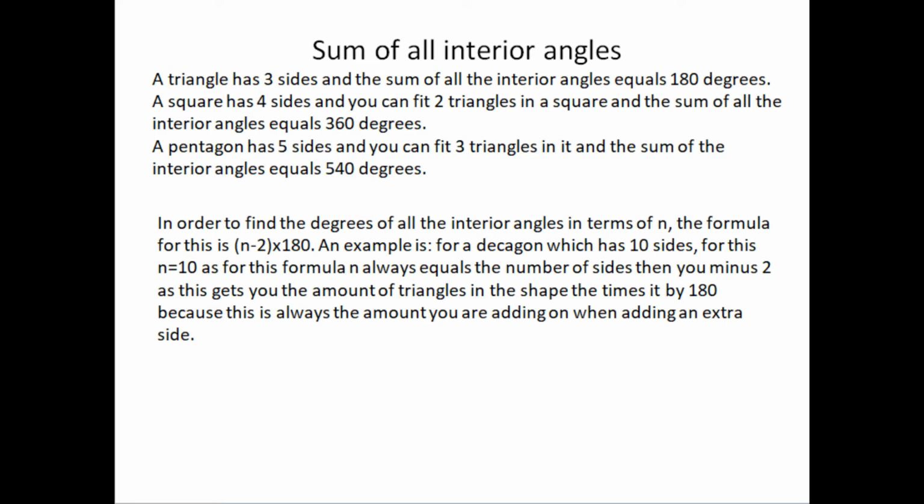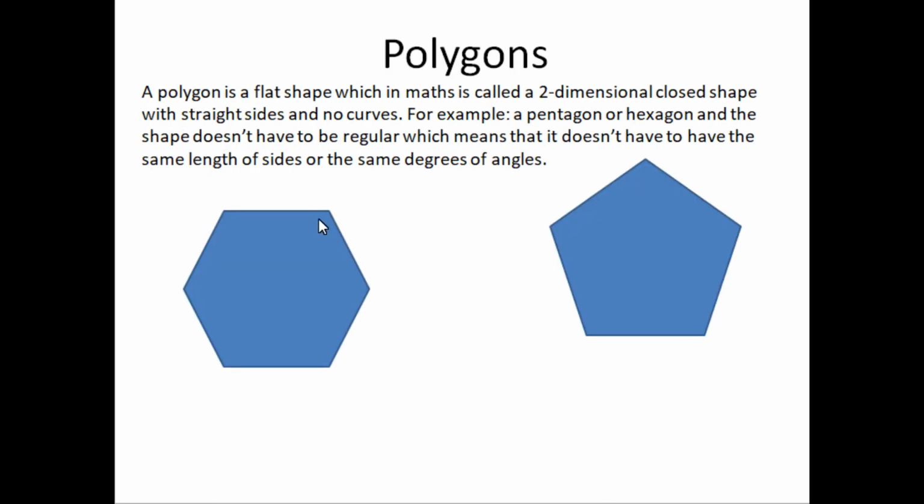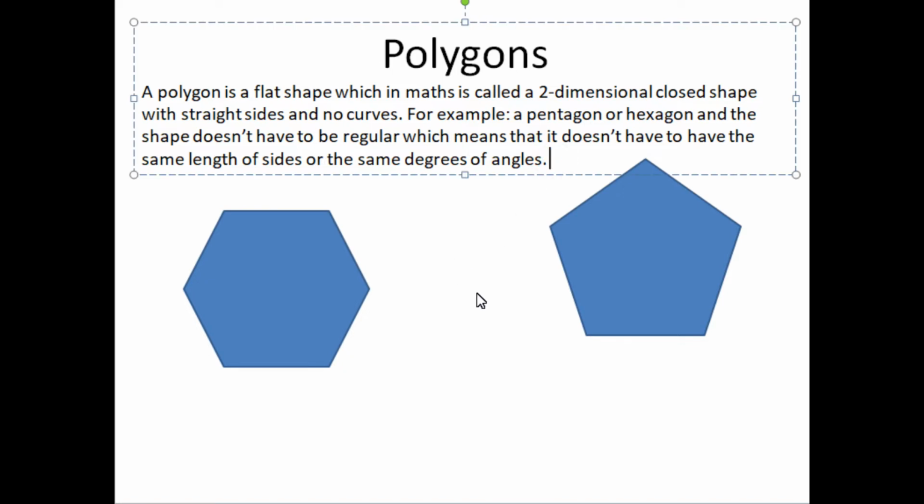So here you've got the sum of all interior angles. The interior angles, if I go back to this slide, are those just there. So these angles, where the vertex is, the corner, is called a vertex. Vertices for long. It's spelt like this. Vertices. So those are the angles.